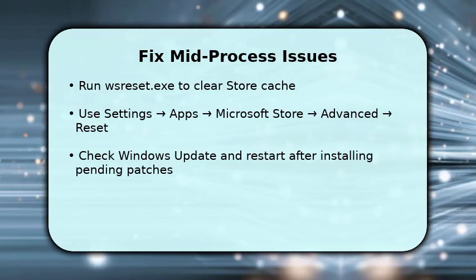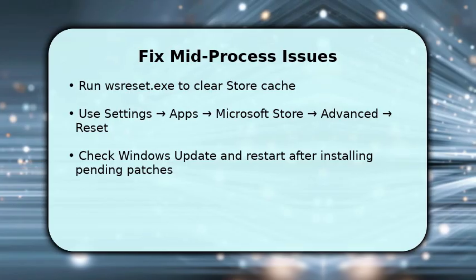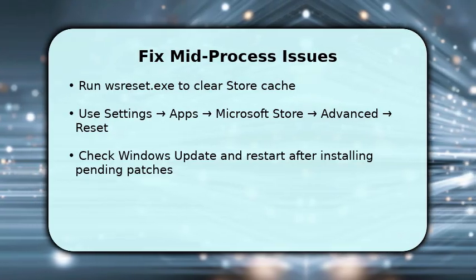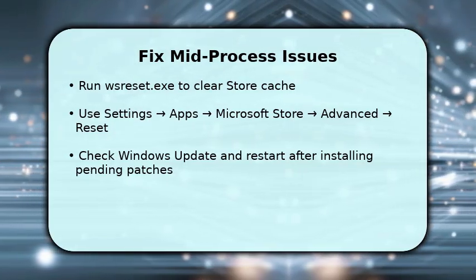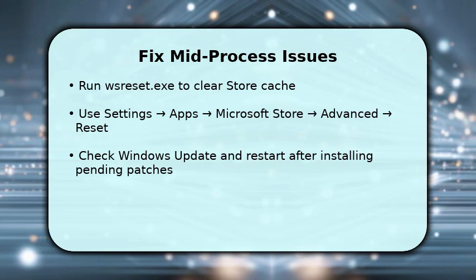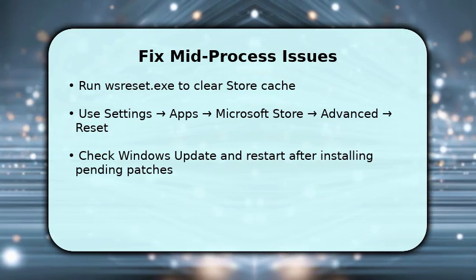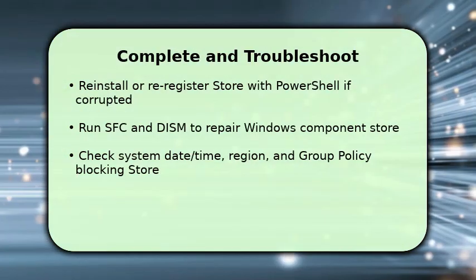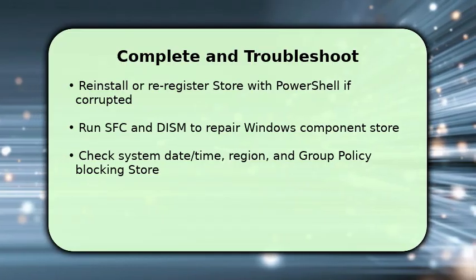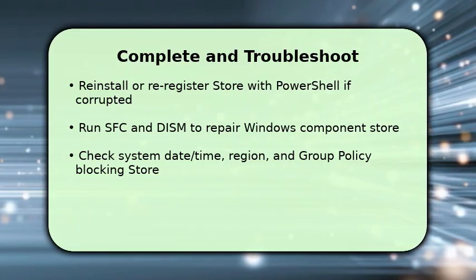Also make sure Windows Update has no pending restarts. Many store components depend on the OS being current. After these actions, reopen Store and retry the Library, then Get Updates action. To finish, verify all app updates completed and perform a clean reboot to finalize installations.